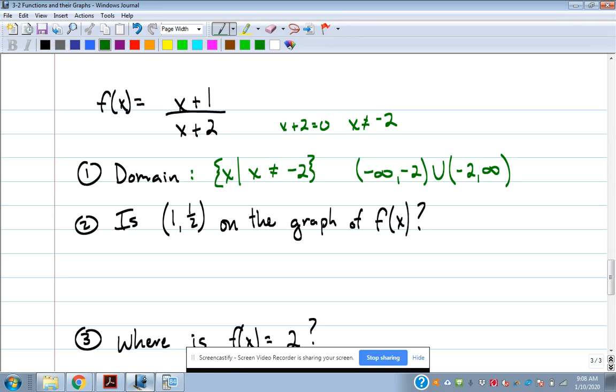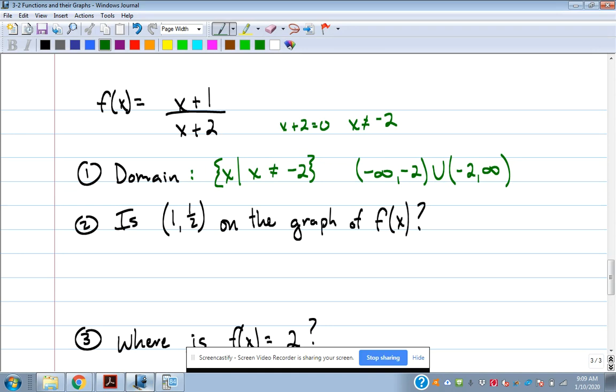All right. Number 2 is a little bit more difficult problem. A little more specific on this because we have an equation to go by. Is (1, 1/2) on the graph of f of x? And we could do that with the calculator. I'm going to show you how to do that as well, but I want to do it algebraically first. So with just working it out.